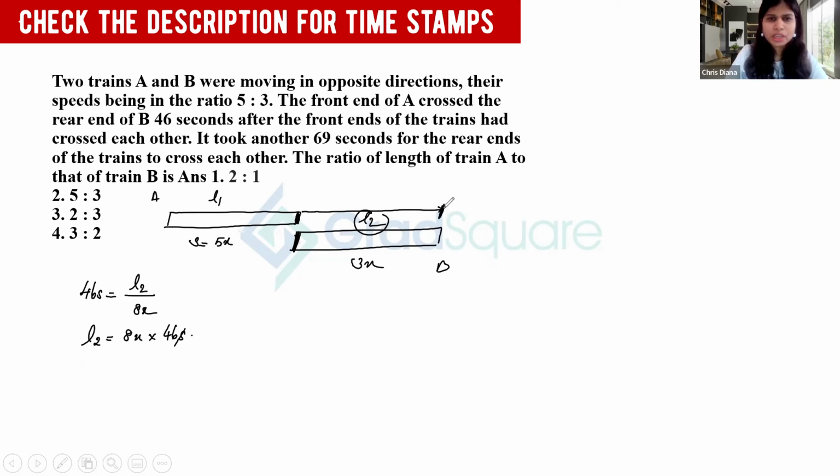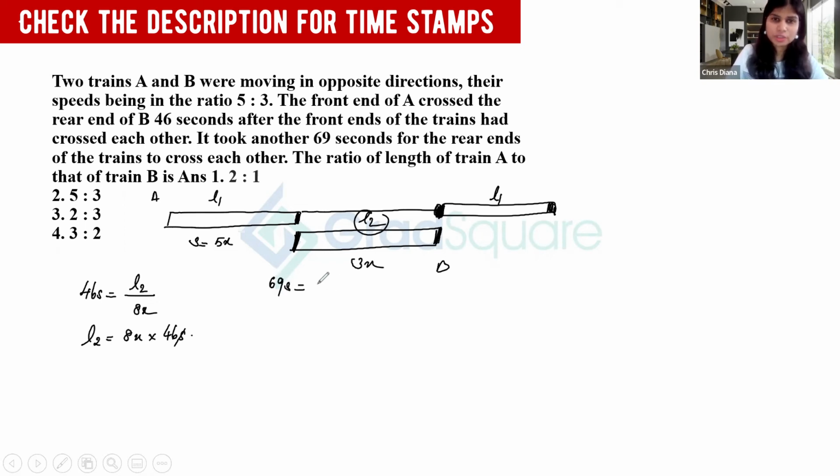Okay, from here further. Now the engine is here. Now, for this train to go here, and the rear end of both the trains. This is the rear end of the train B. So this also should be the rear end of now train A. So that means train A has to cover its own distance L1 and go out. Correct. So that happens in 69 seconds.